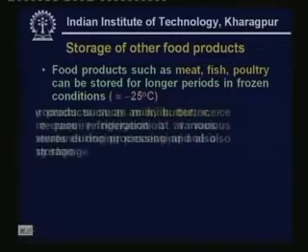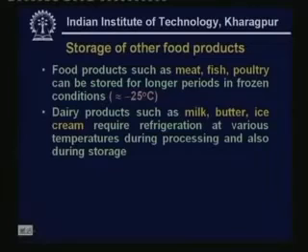Then dairy products like milk, butter, ice cream, etc., require refrigeration at various temperatures during processing and also during storage. For example, as soon as milk is taken from the cows, it requires pre-cooling. That means immediately after a cow is milked, the milk has to be pre-cooled, and then in that pre-cooled condition it will be sent to a dairy plant, where it has to be heated to 73 degrees centigrade for pasteurization. Then it has to be cooled to 4 degrees centigrade, and it's stored at 4 degrees centigrade. So you require about 13 to 15 degrees centigrade for pre-cooling and about 4 degrees centigrade for storing milk.